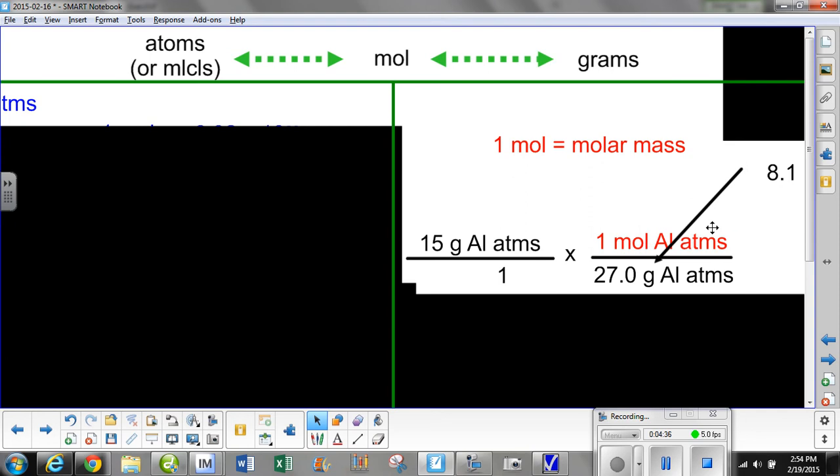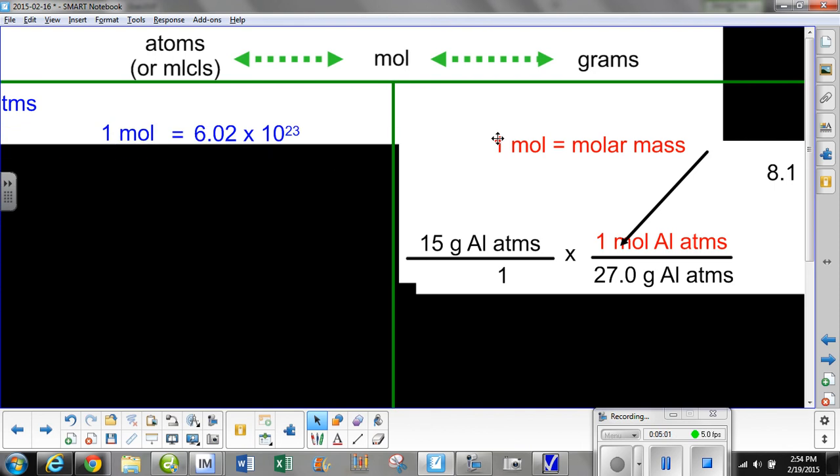So 27 grams of aluminum atoms is the mass that would give us 1 mole of aluminum atoms. And how much is 1 mole of aluminum atoms? How many? It's this guy up here, isn't it? Right over here. Okay. 6.02 times 10 to the 23rd is 1 mole. So that's how many atoms we'd have if we had 26 grams. But we have 15. And so we're going to get less than a mole, aren't we?